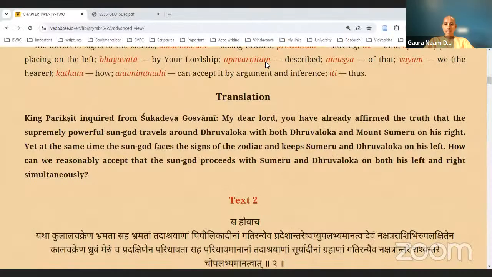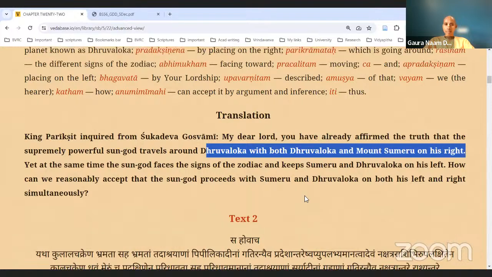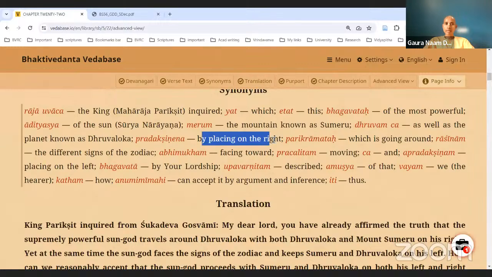Parikshit is asking, you have already affirmed the truth that the supremely powerful sun god travels around Dhruvaloka with both Dhruvaloka and Mount Sumeru on his right. This term in Sanskrit is called Pradakshina. Pradakshina means always rotating clockwise, keeping the person whom we are doing Pradakshina to on our right side. So from this picture that we saw, sun god and all other planets are doing Pradakshina towards Mount Sumeru and Dhruvaloka. They are rotating like this.